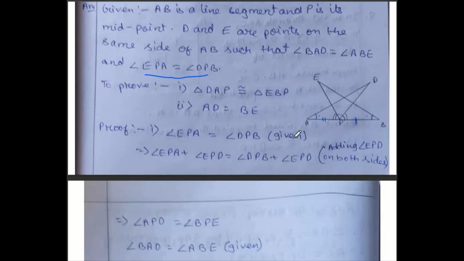Let us take this. With this EPA and DPB, let us add this small part EPD. So this plus this can give me this full angle APD and this one plus this one together can give me full angle BPE, which is required by me. So you are adding angle EPD on both sides. This plus this can give us APD and this plus this will give me BPE.